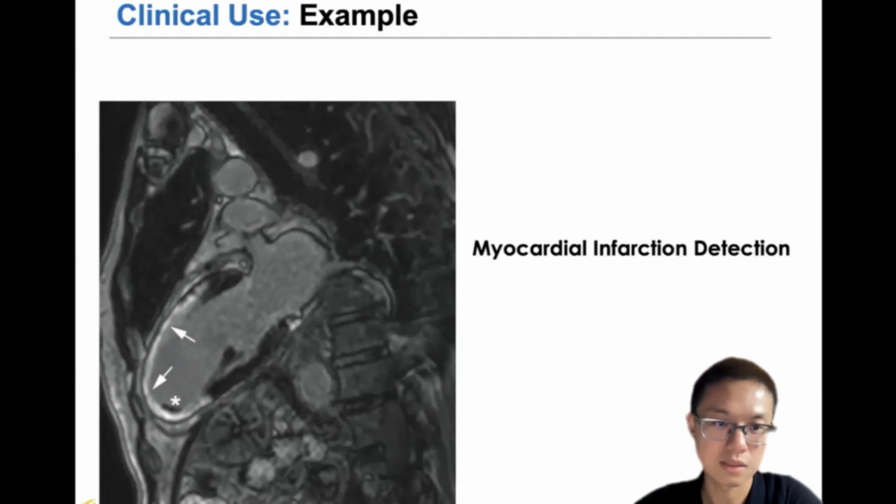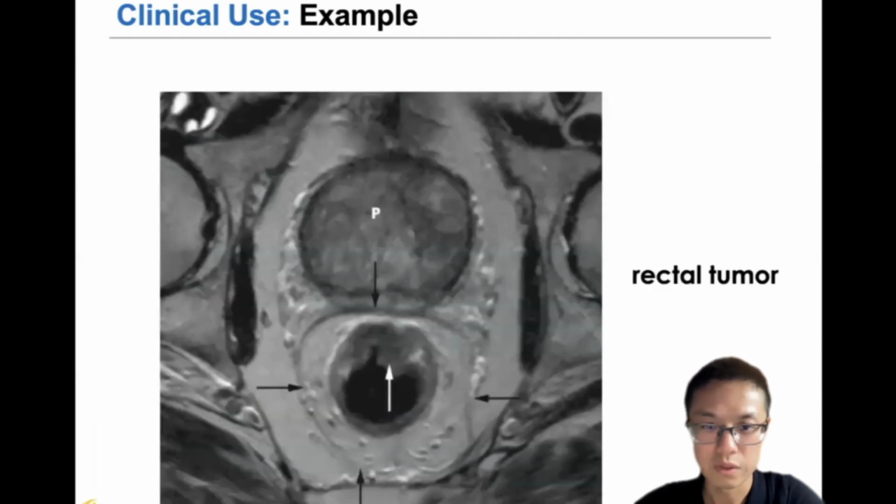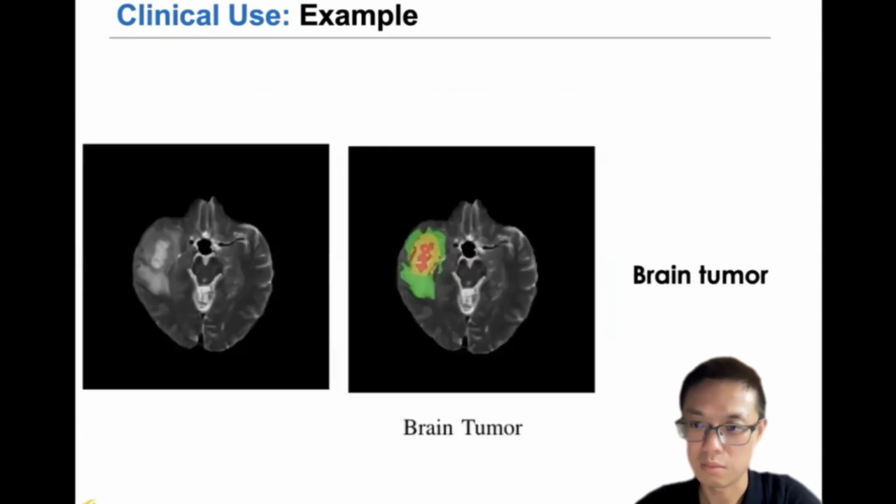And we can also use MRI for myocardial infarction detection. Basically, it's just a heart attack, where maybe you don't have enough oxygen supply to the heart. We can also use MRI to detect that. And we can also use MRI to detect retinal tumor and also brain tumor. This is the brain MRI, and on the right it shows the brain tumor, where the colored regions show different types of tumor in this image.